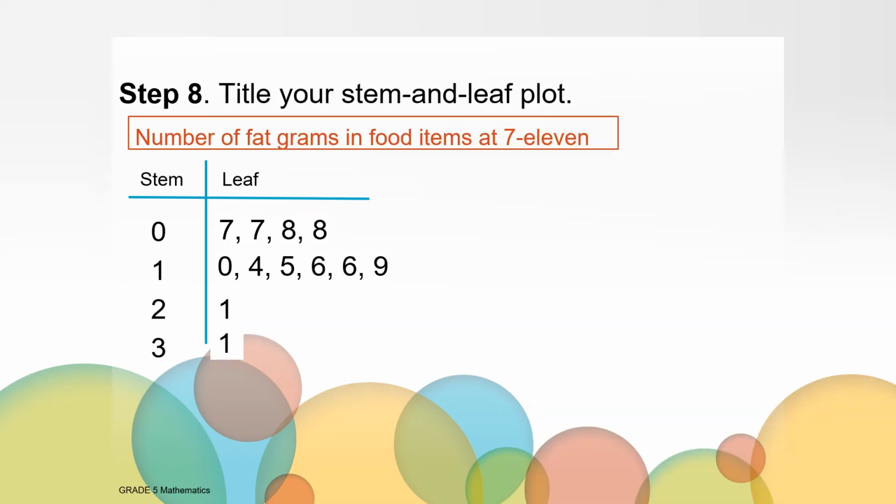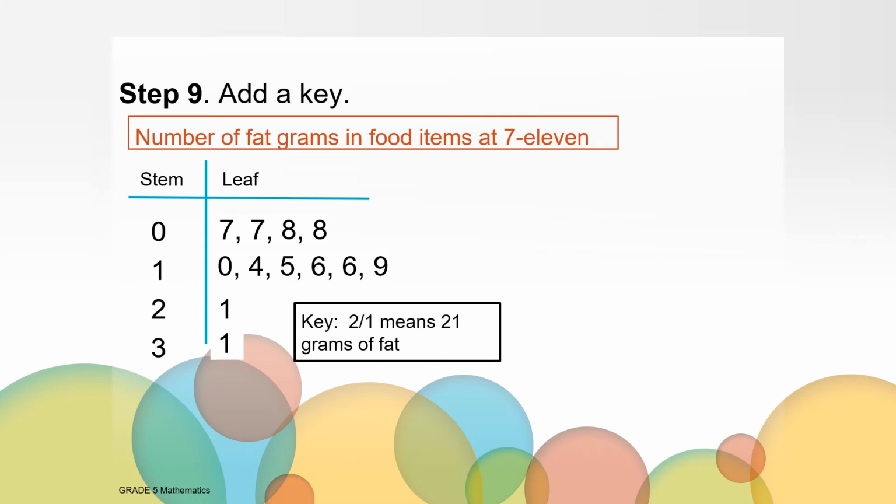I write my title, and lastly, I add a key. 2/1 means 21 grams of fat. The key will clarify the value of the numbers and what they represent in the stem and leaf plot.